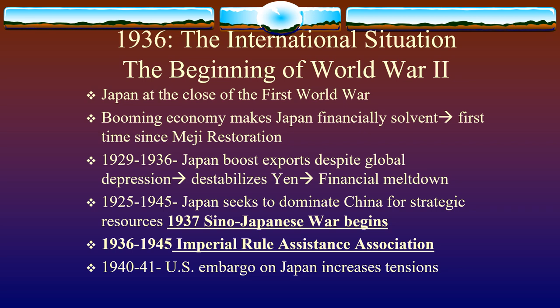Well, the Japanese saw that as an opportunity because there are a lot of natural resources there, especially coal and iron ore. There's lots and lots and lots of that in Manchuria. And so the Japanese simply moved in.